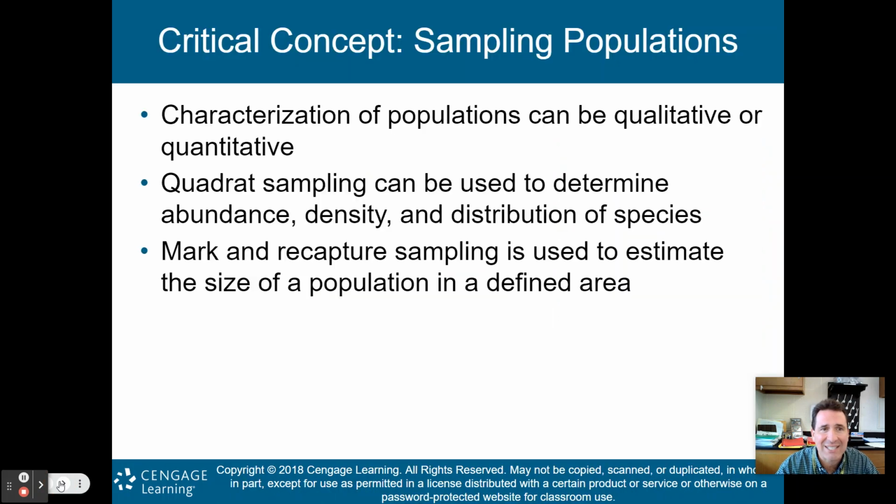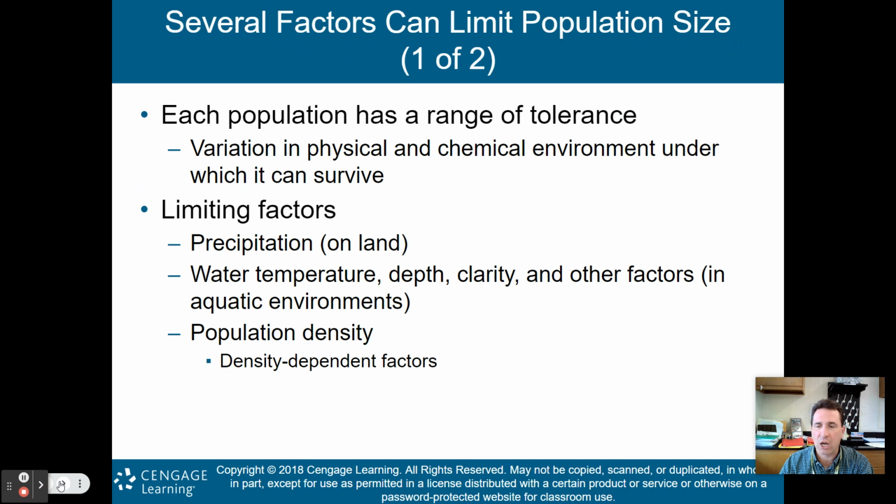So how do scientists sample populations? Just a critical concept. Characterization of populations can be either qualitative or quantitative. We basically use something called quadrat sampling that can be used to determine the abundance, density, and distribution of species. Basically, scientists will use mark and recapture sampling, and that's used to estimate the size of a population in a defined area. So again, there's a little critical concept in your book about sampling populations. Definitely make sure you read that page or pages. I think it's 1 or 2 pages.